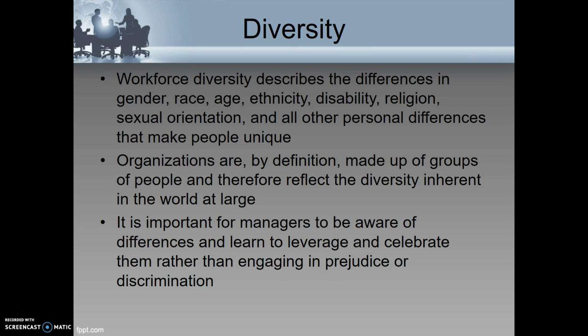Another change is the amount of diversity that is occurring in workplaces today. Workforce diversity is the differences in your gender, race, age, ethnicity, and so on. All the different things that make individual people unique.